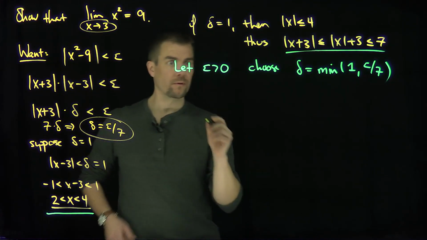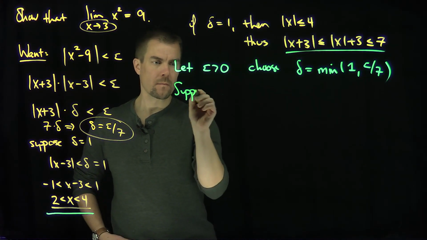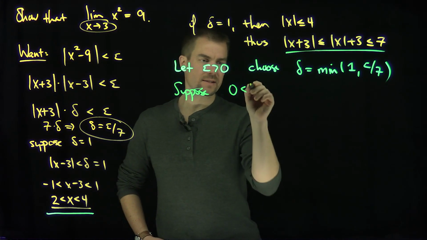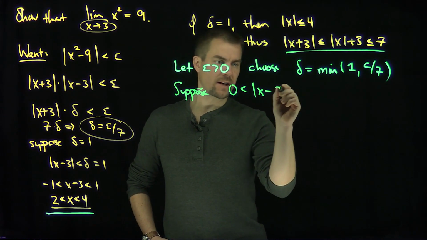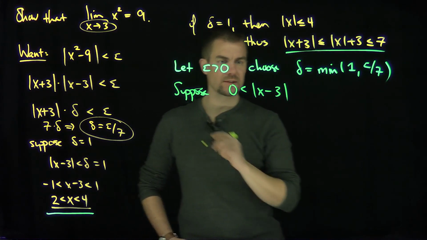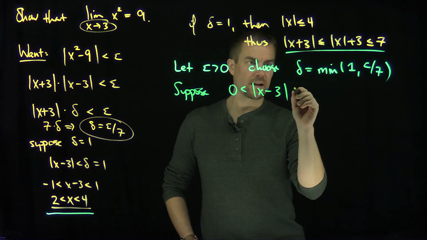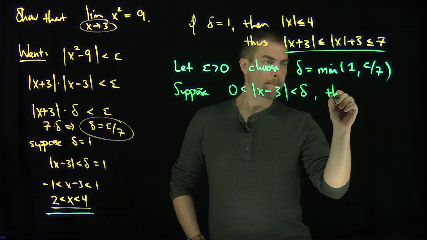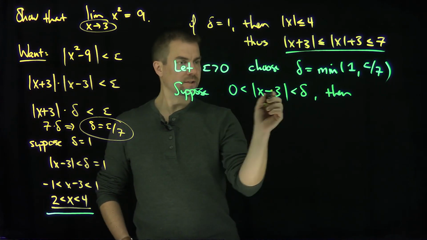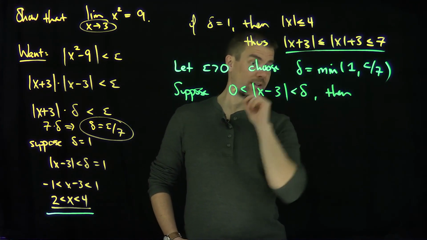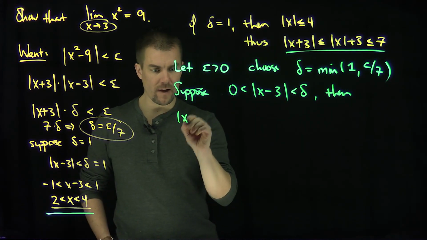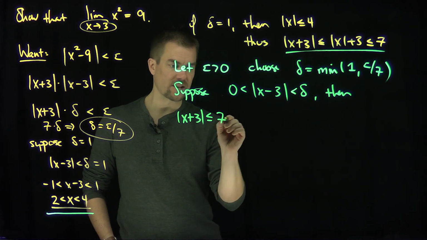So now let's continue with our proof. Suppose that 0 is less than the absolute value of x minus 3, which is less than this delta. Then we automatically know that since x minus 3 is less than delta, it's certainly less than 1, then the absolute value of x plus 3 is less than or equal to 7.